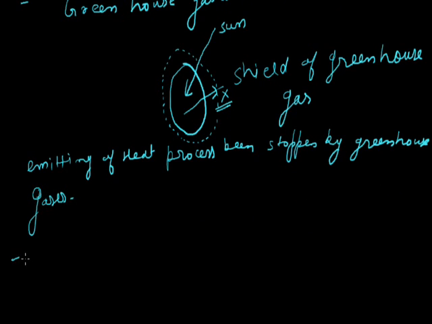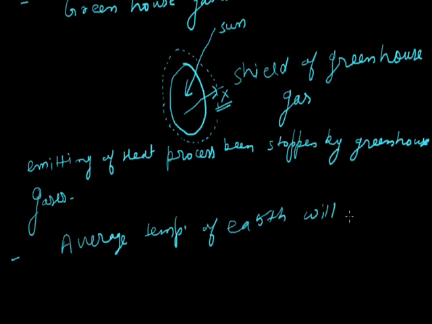We can simply say that due to the shield of greenhouse gases, the average temperature of Earth will increase. Simply, the average temperature of Earth will increase because the natural heat from the sun is coming in regularly, but the heat which is being eliminated from the Earth is being stopped by the greenhouse gases.